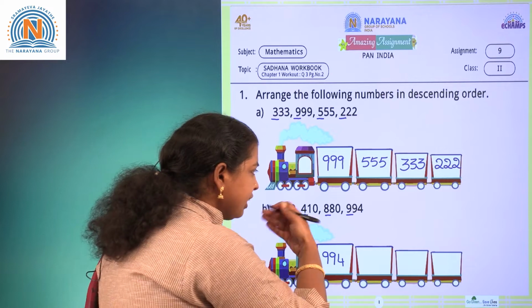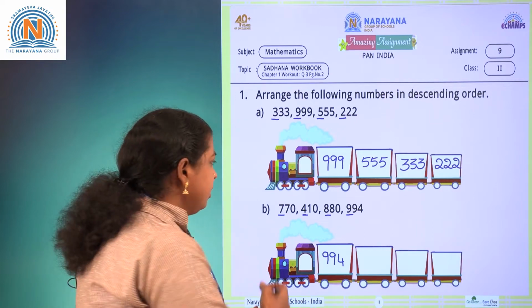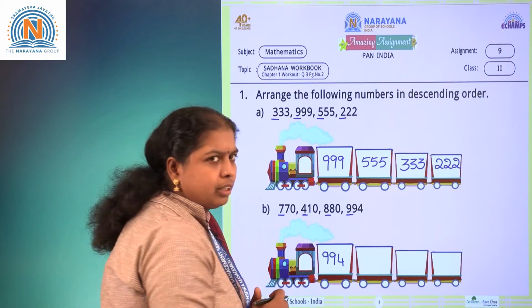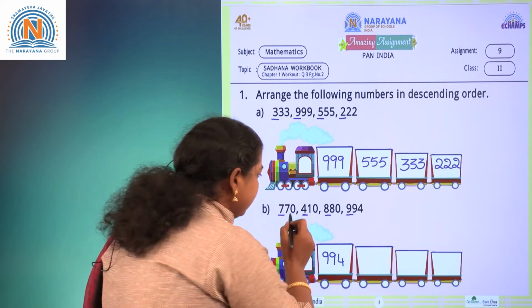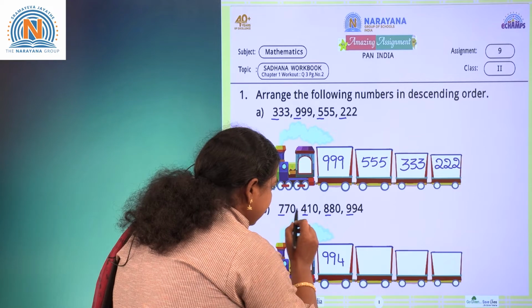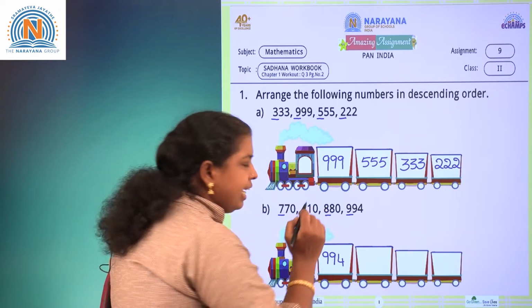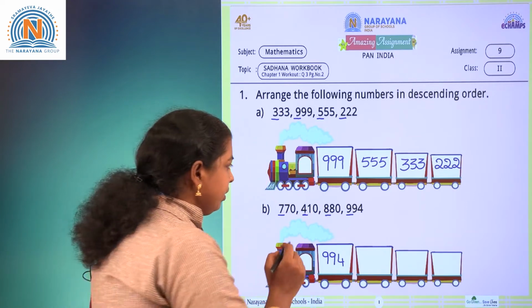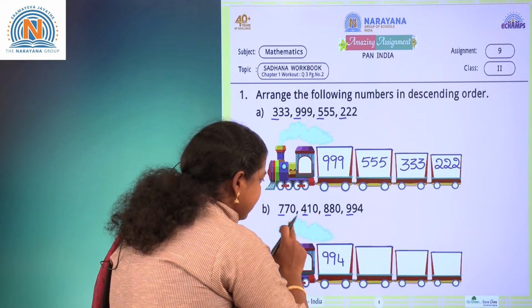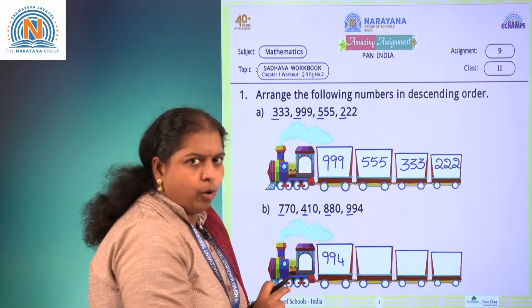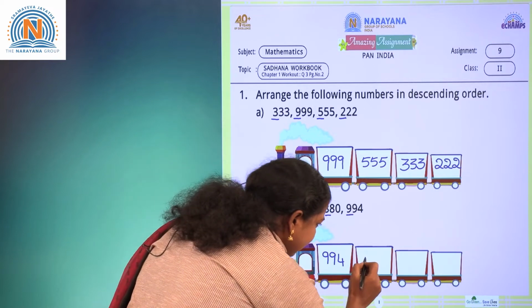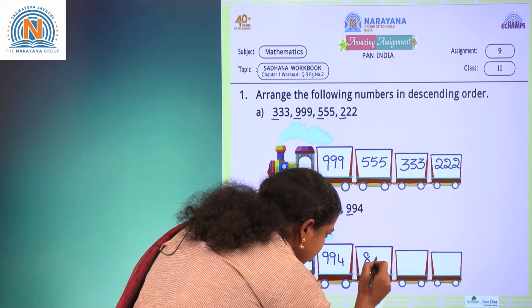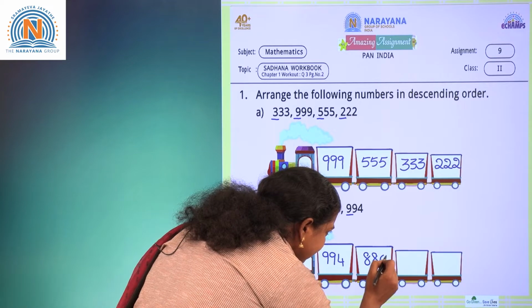We need to look for the next greatest number, right? So, next greatest number among the remaining 3 numbers. What are the 3 numbers? 770, 410, 880. The digit 8 is greater than 7 and 4. So, the number that starts with the digit 8 is the next greatest number. So, I am writing 880.